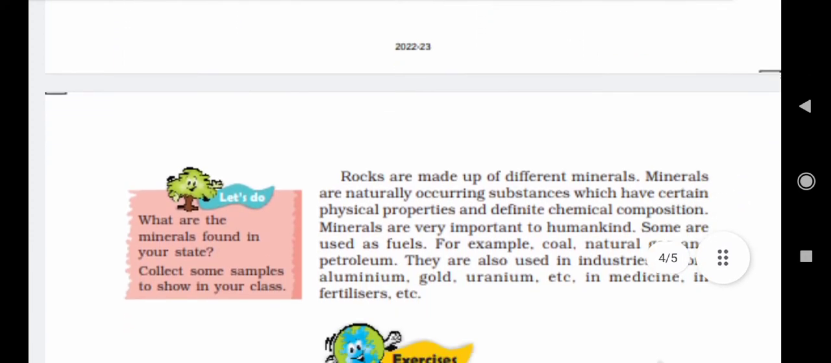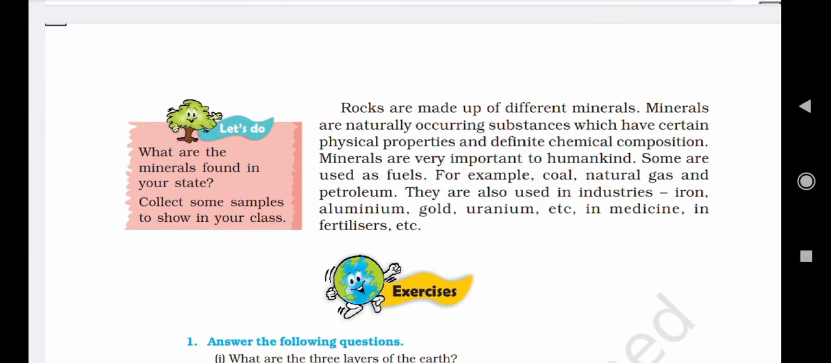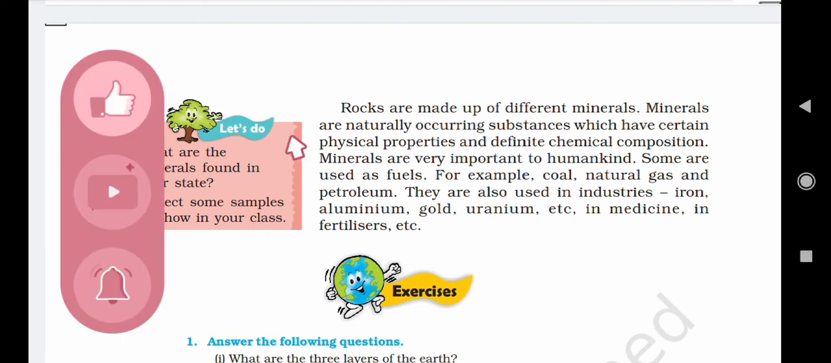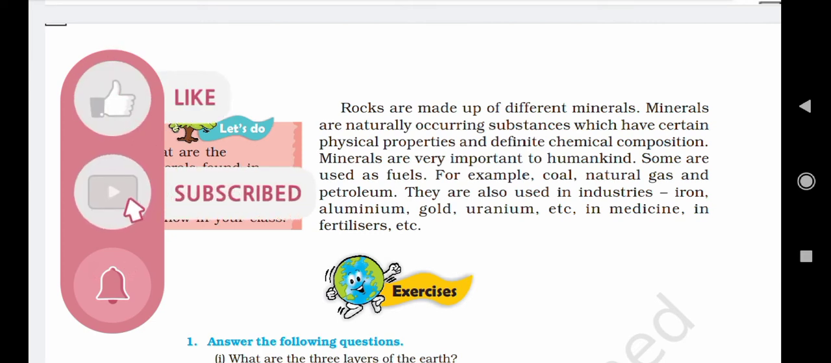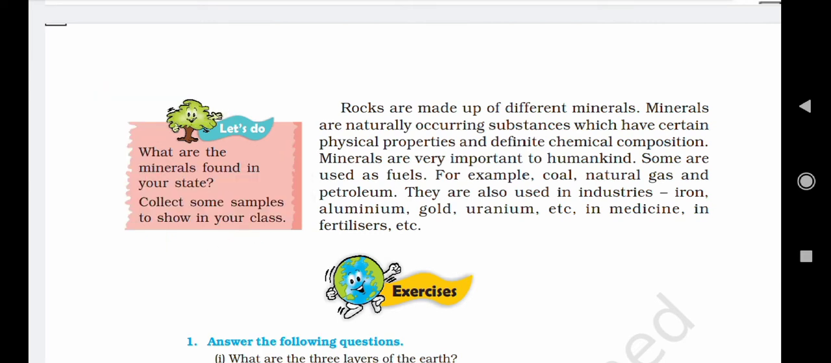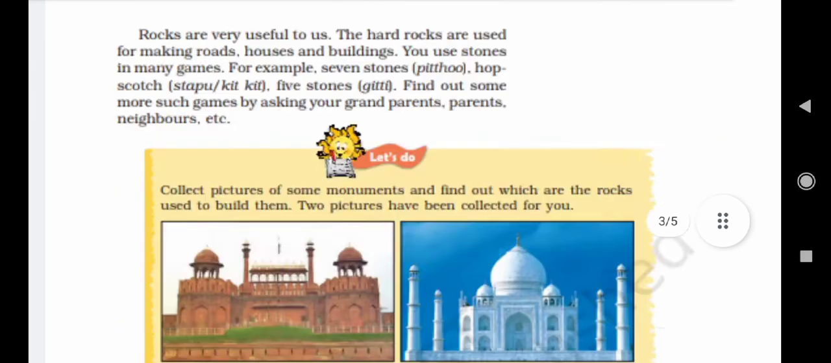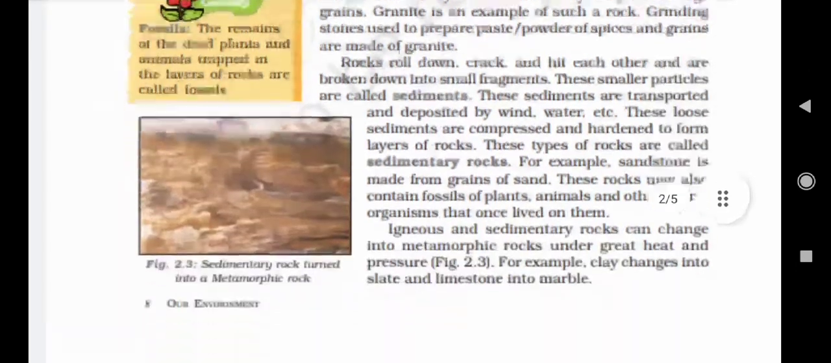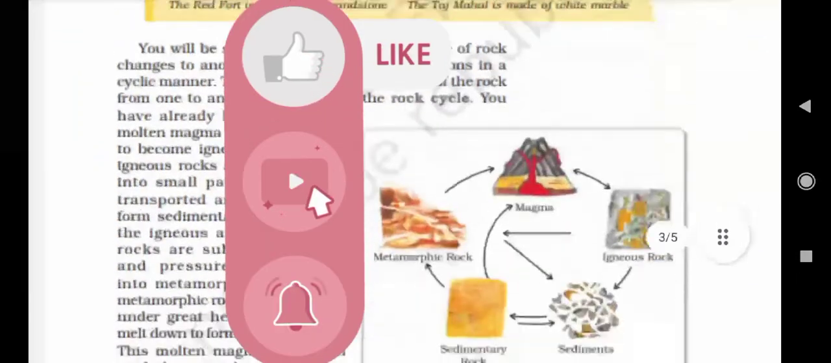Now let's talk about the importance of rocks. Rocks are made up of different minerals. Minerals are naturally occurring substances which have physical properties and a definite chemical composition. Minerals are very important to humankind. Some are used as fuel, for example coal, natural gas and petroleum. They are also used in industries like the aluminium industry, iron industry, gold industry and uranium, and also in medicines and fertilizers.